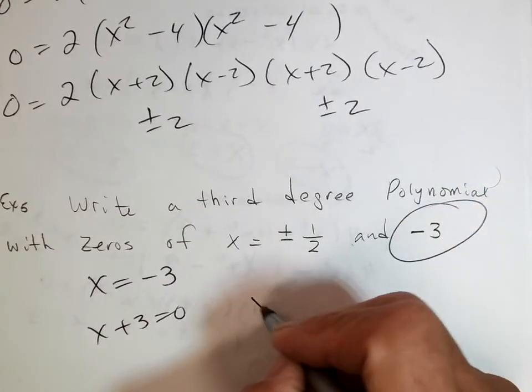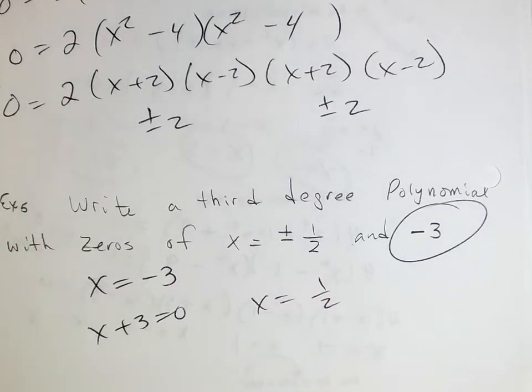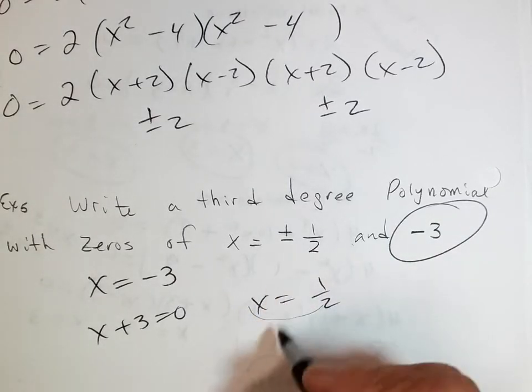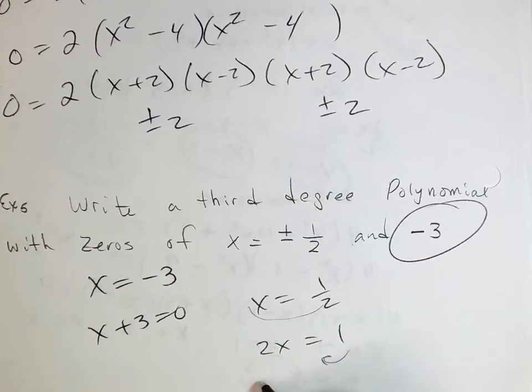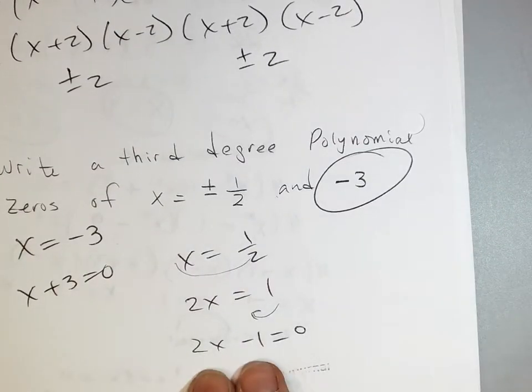X equals 1/2. That could have been, let me bring that up, a 2x equals 1. 2x minus 1 equals 0. So if I solve this little mini equation, I'd get 1/2.